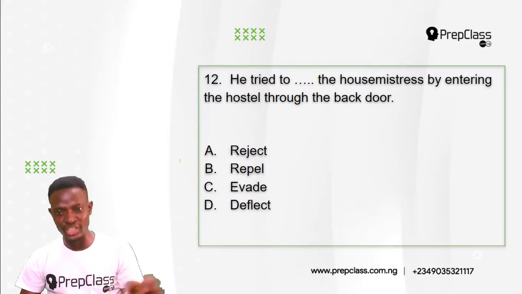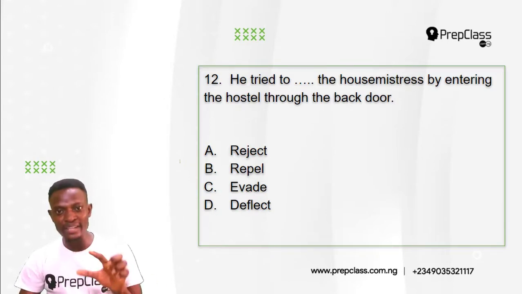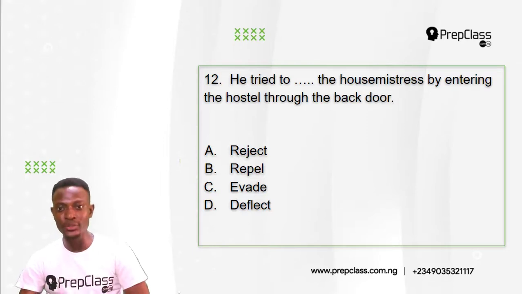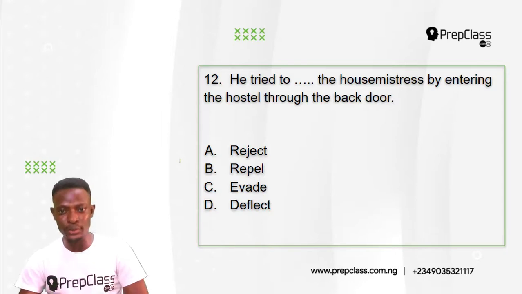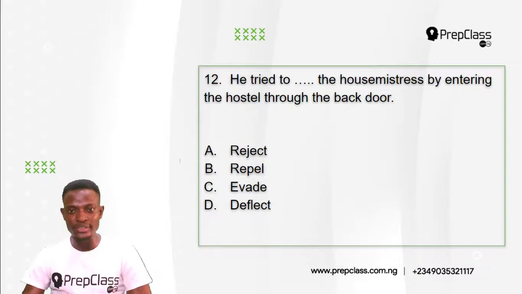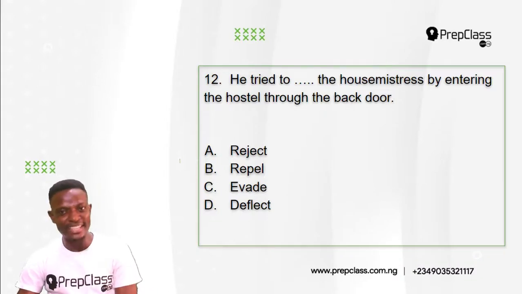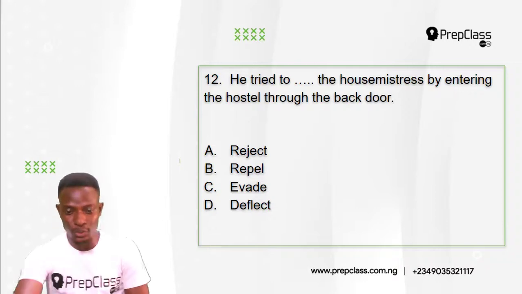He tried to dash the house mistress by entering the hostel through the back door. Remember, we had to select the option that best completes this sentence. A. He tried to reject the house mistress by entering the hostel through the back door. B. He tried to repel the house mistress. C. He tried to evade the house mistress. D. He tried to deflect the house mistress, each by entering the hostel through the back door.